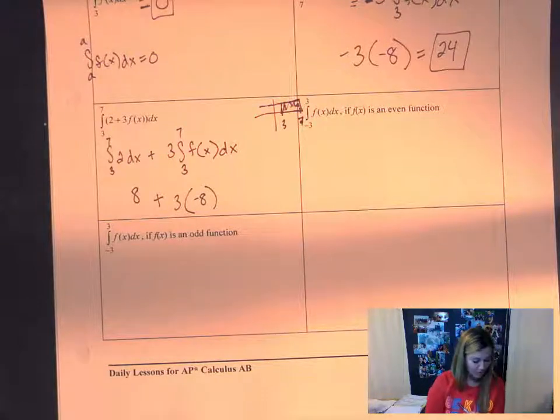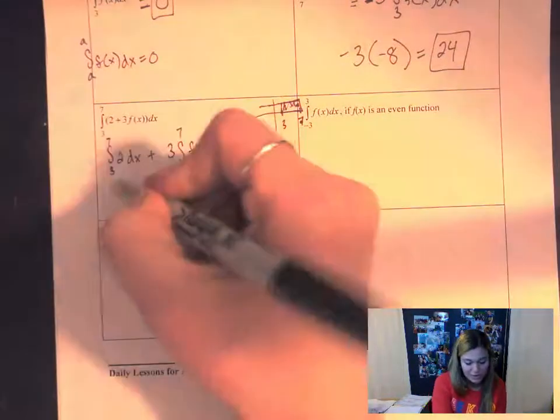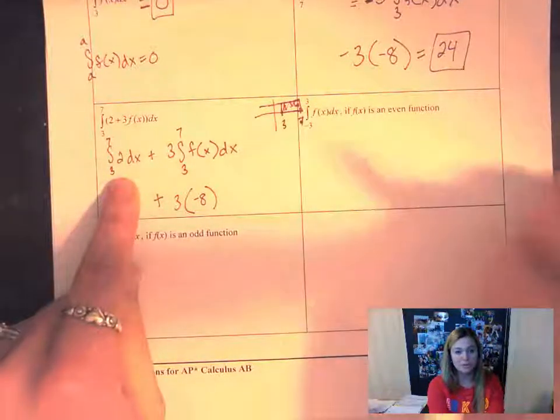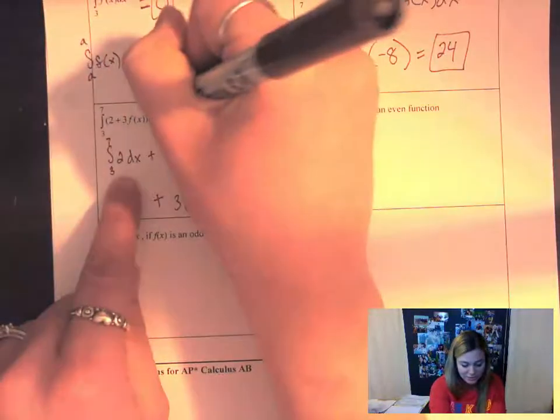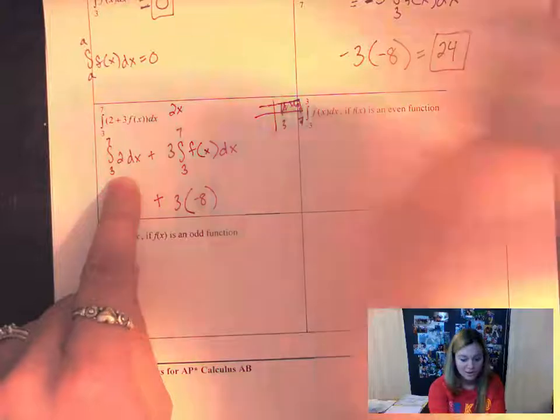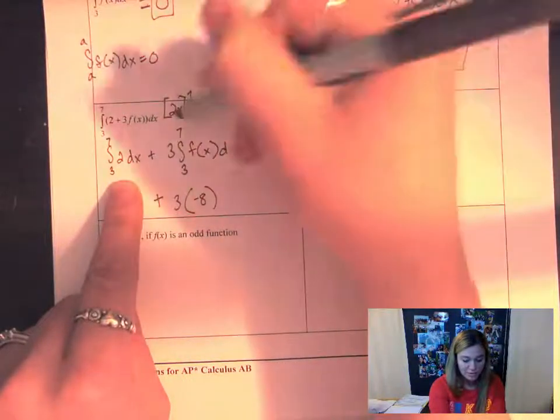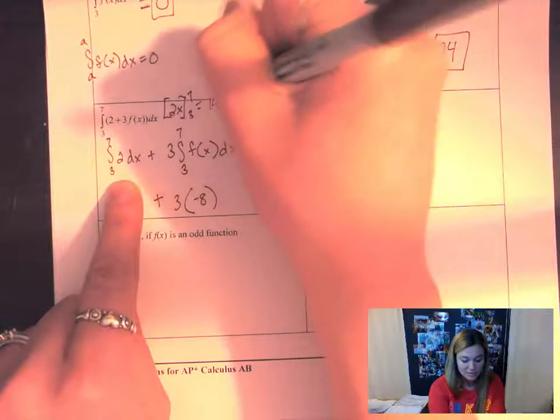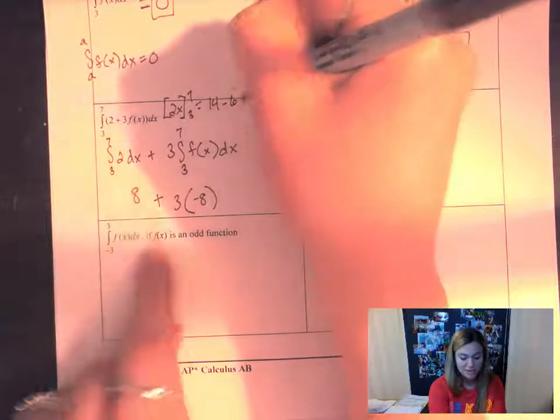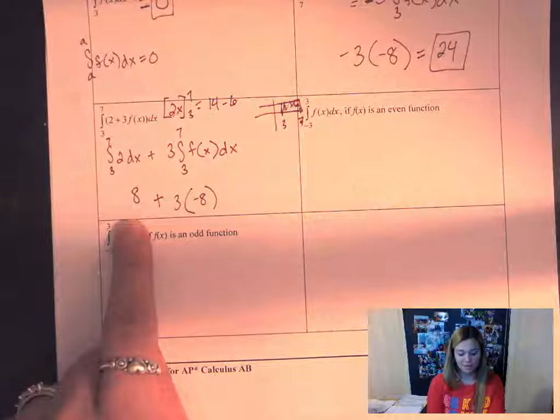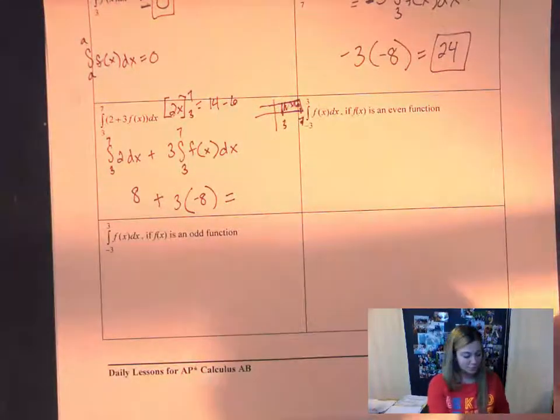Or the other way that you could do it is you could say, well, no. Fundamental theorem of calculus says I can take the antiderivative and I can evaluate this from 3 to 7, which would be 2 times 7 is 14 minus 6. Hey, I still get 8. So you get 18 minus 24.